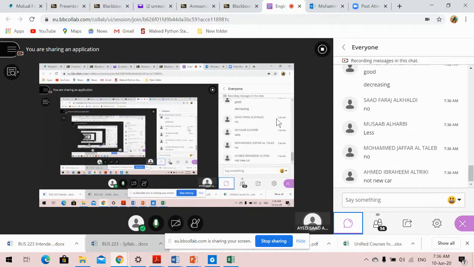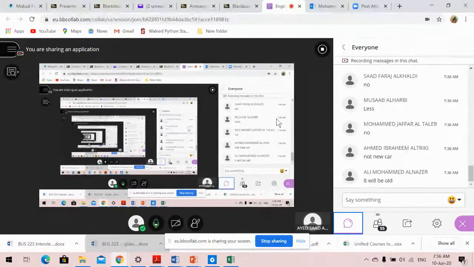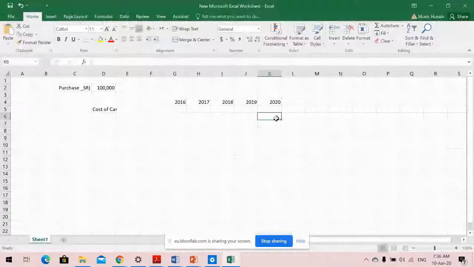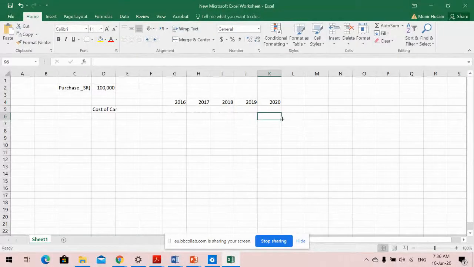With time, the value of a fixed asset reduces. Yes, because your old car has been used. If you are an engineer, you know that because of corrosion, because of usage, the functionality may reduce with the passage of time. So this reduction in value, we call it depreciation. Let's see how we are going to calculate it. I will show you.